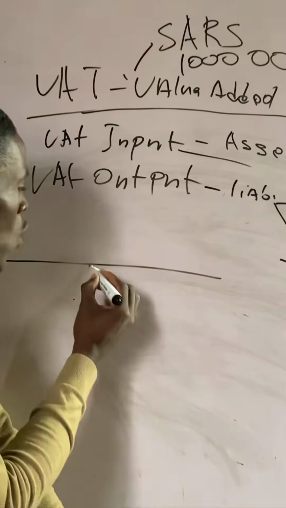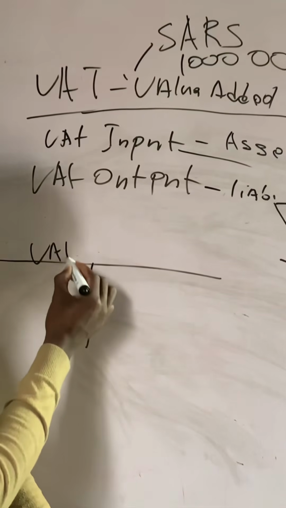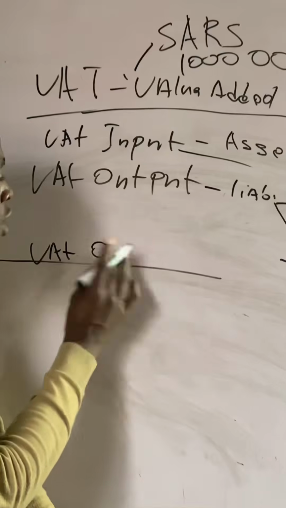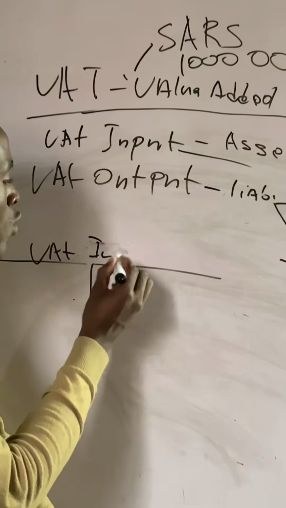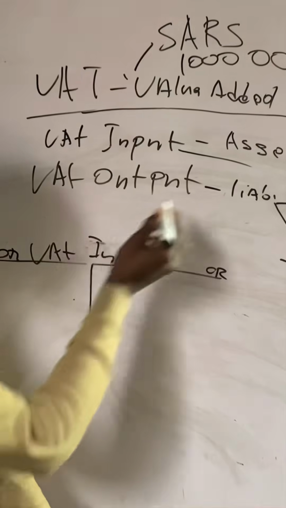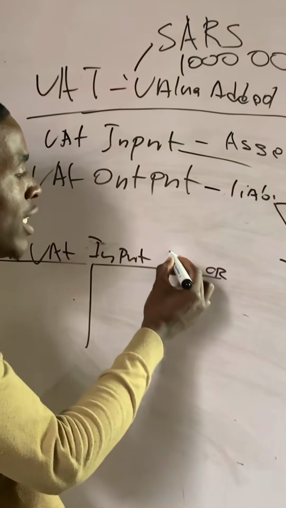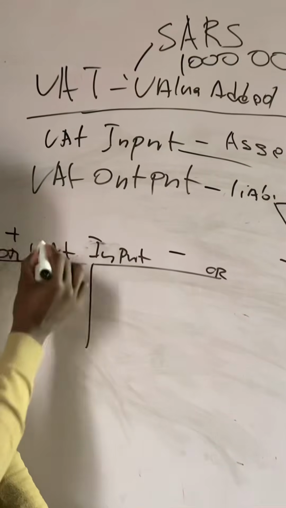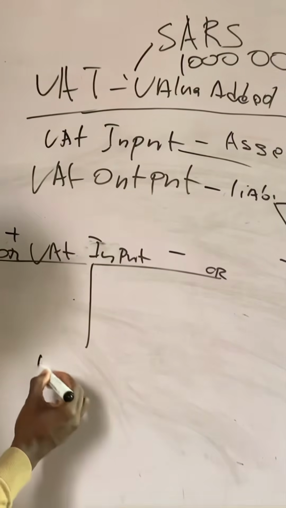We always do a general ledger account. VAT, what? The first one is VAT input. So it's got a credit side and a debit side. As much as I've said it is an asset, meaning it decreases on this side and then increases on this side.